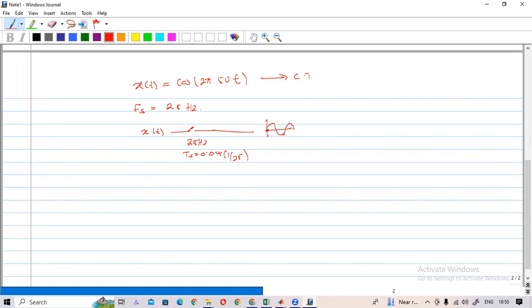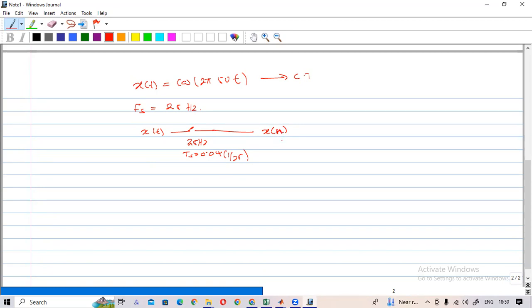Once you sample the signal, you will have this kind of signal. The first sample you get here, second sample, third sample, and so on. These are the samples you get. This is the 0 sample, 1 sample, second sample, like this. Here is the sample number n, and your signal will be a function of the sample number. So your discrete time signal will be a function of n, x[n].